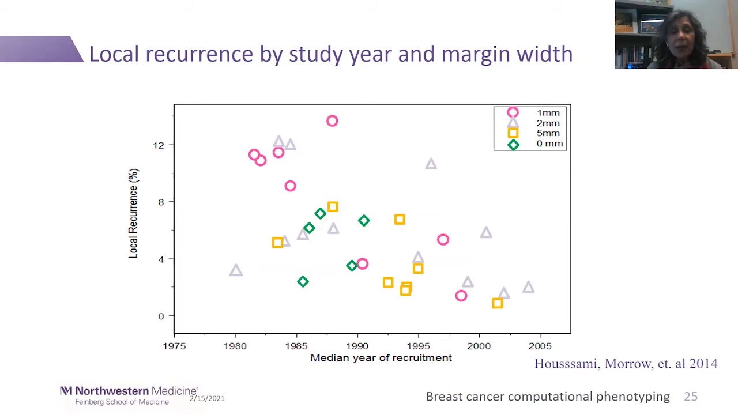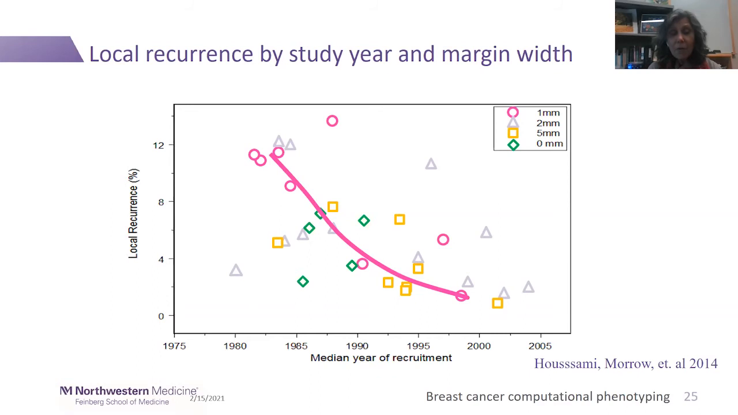And then this is by margin width. So as I mentioned earlier, one of the benefits of the MRI use was the expectation that wider margins would be achieved, but there's been a lot of discussion about whether wider margins really are beneficial. And next slide.